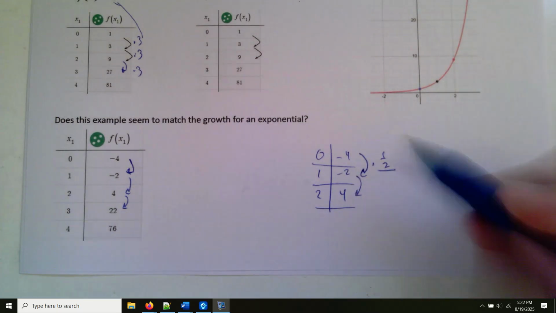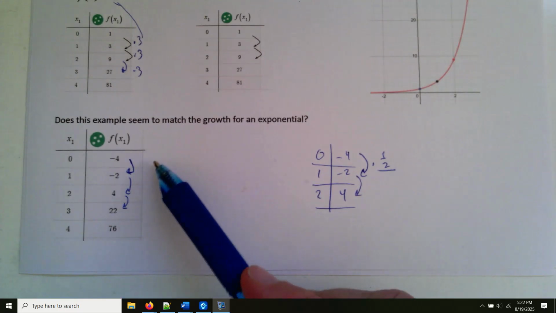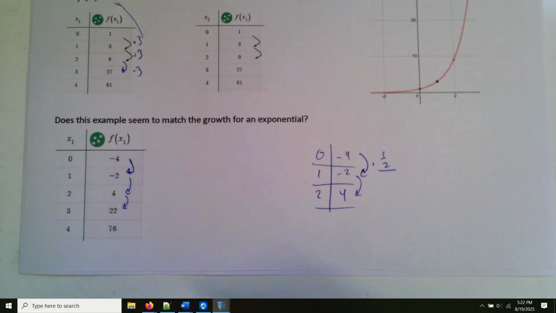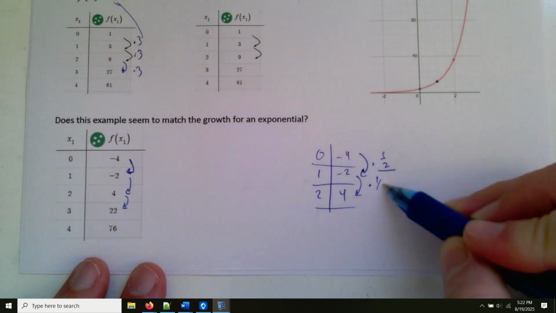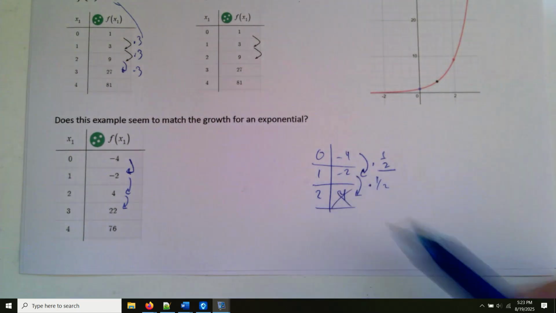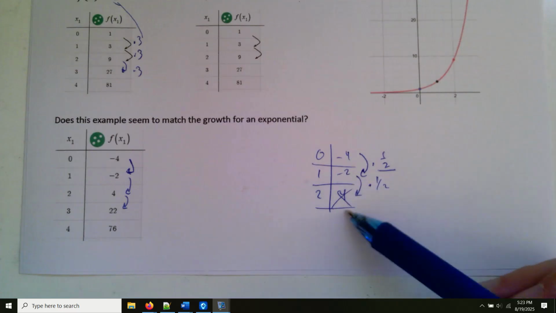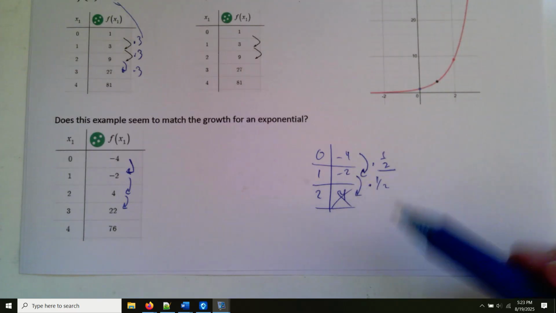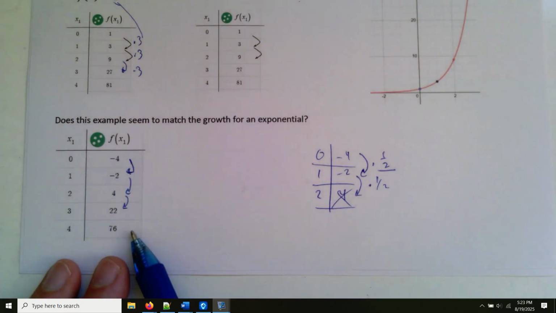Okay, so if it were really true that the y values exhibited constant multiplicative growth, I should multiply by half again to get the next one, but I don't. It doesn't work. -2 times a half would give me -1, not 4. So what that shows us is that the y values don't have this multiplicative growth.